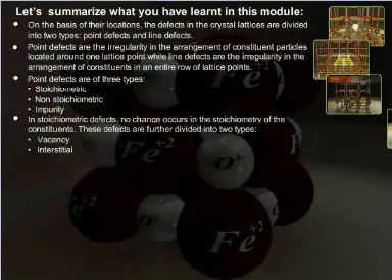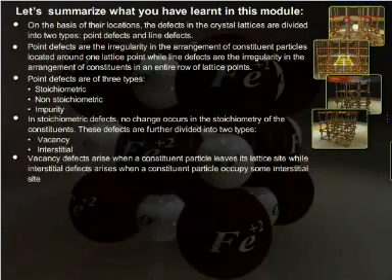In stoichiometric defects, no change occurs in the stoichiometry of the constituents. These defects are further divided into two types: vacancy and interstitial. Vacancy defects arise when a constituent particle leaves its lattice site, while interstitial defects arise when a constituent particle occupies some interstitial site.